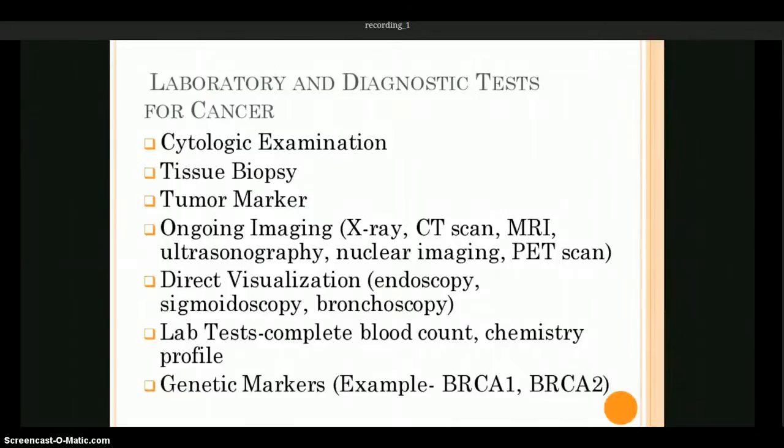For example, an increase in the PSA, which is the prostate-specific antigen, is associated with prostate cancer. So if we see that PSA go up, it means we should do further investigation to figure out whether or not that patient has developed prostate cancer.